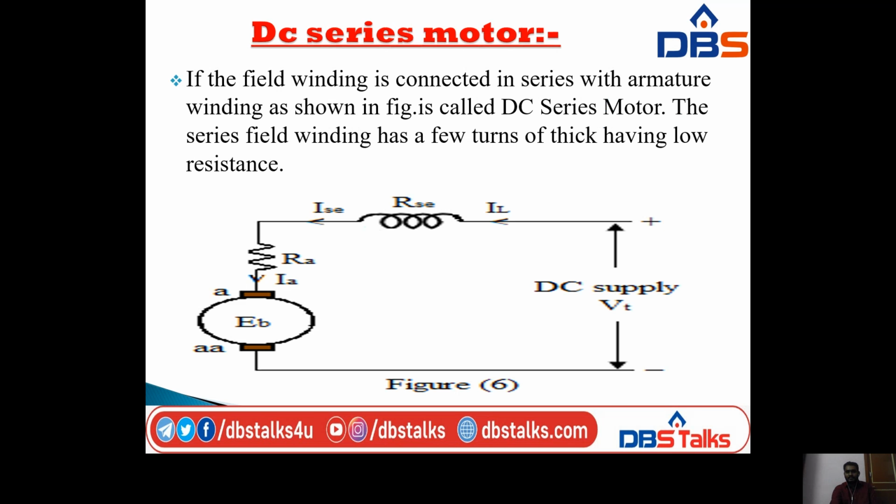DC series motor. Here, the field winding is connected in series with the armature winding as shown in the figure. If you observe this diagram, the field winding, that is Rsc, is connected in series with the armature winding, so it is called a DC series motor. Here the series field winding has few turns of thick wire having low resistance. So from this diagram I am writing the equations.